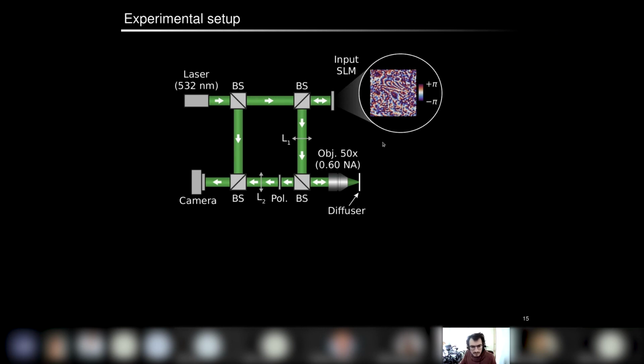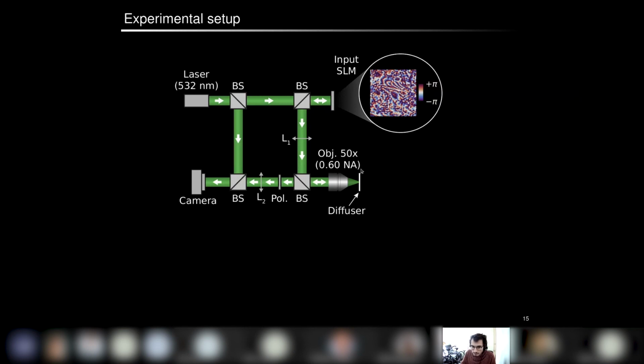So here, this is the setup that we built. We have a coherent light that we shine into a beam splitter to divide it into the main path and the reference path. Then we shape the main beam using a spatial light modulator and inject it onto a ground glass diffuser, which is a random medium. We collect the reflected light through the same objective, and we recombine it with the reference beam on the camera.